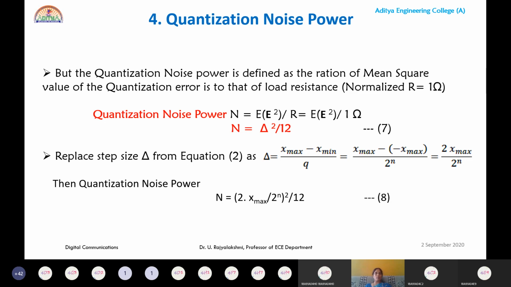Okay. Now all of you please replace delta. We defined delta as the ratio of 2x max to 2 power n. Already we defined it as 2 by L. Please substitute the value of delta as 2x max by 2 power n, or directly take x max as 1, no problem. So you will get 2 by 2 power n whole square divided by 12. Just we replaced the value of step size as 2 by 2 power n, taking x max as 1.